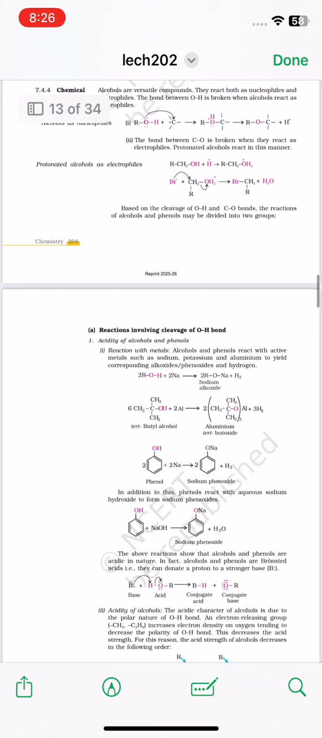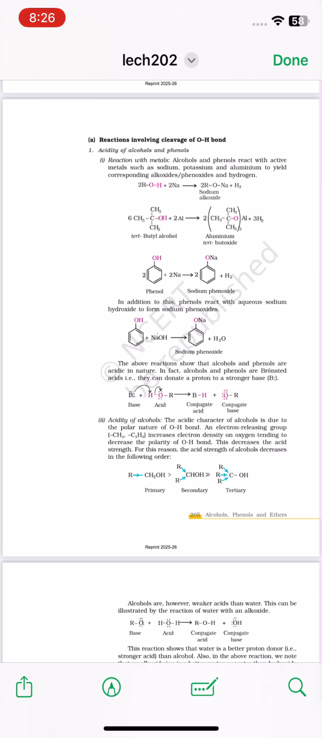Reactions involving cleavage of the O-H bond. Acidity of alcohols and phenols. First, reaction with metals. Alcohols and phenols react with active metals such as sodium, potassium and aluminium to yield the corresponding alkoxides, phenoxides and hydrogen. In addition to this, phenols react with aqueous sodium hydroxide to form sodium phenoxide. The above reaction shows that alcohols and phenols are acidic in nature. In fact, alcohols and phenols are Bronsted acids, i.e. they can donate a proton to a stronger base.